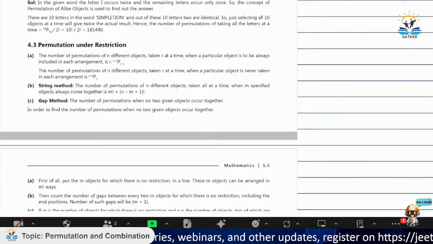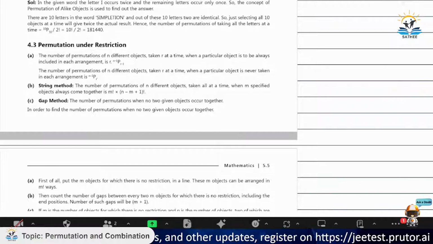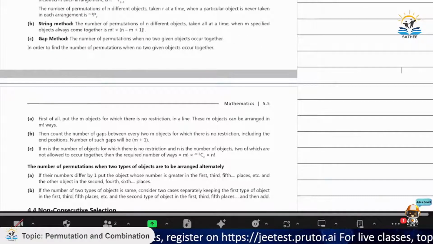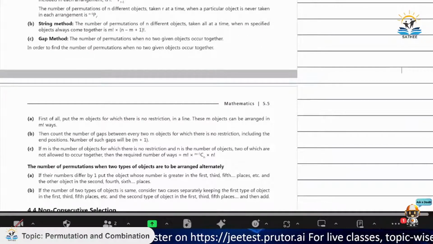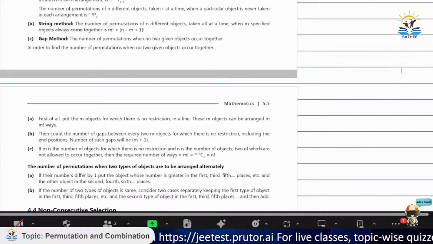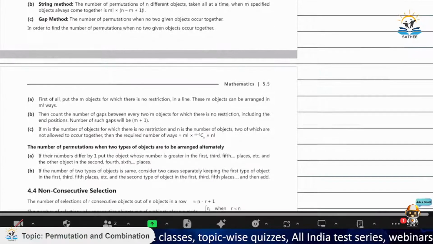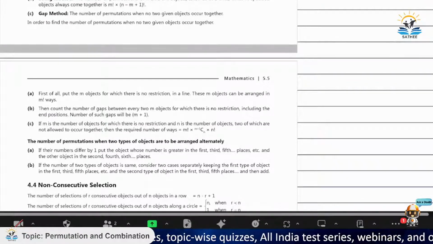Now moving on, gap method. The number of permutations when no two given objects occur together. In order to find the number of permutations when no two objects occur together, first of all, put the m objects for which there is no restriction in a line, and the m objects can be arranged in m factorial ways. Okay. Then count the number of gaps. I was just reading through for you guys. Let's read the complete steps and then we'll see.